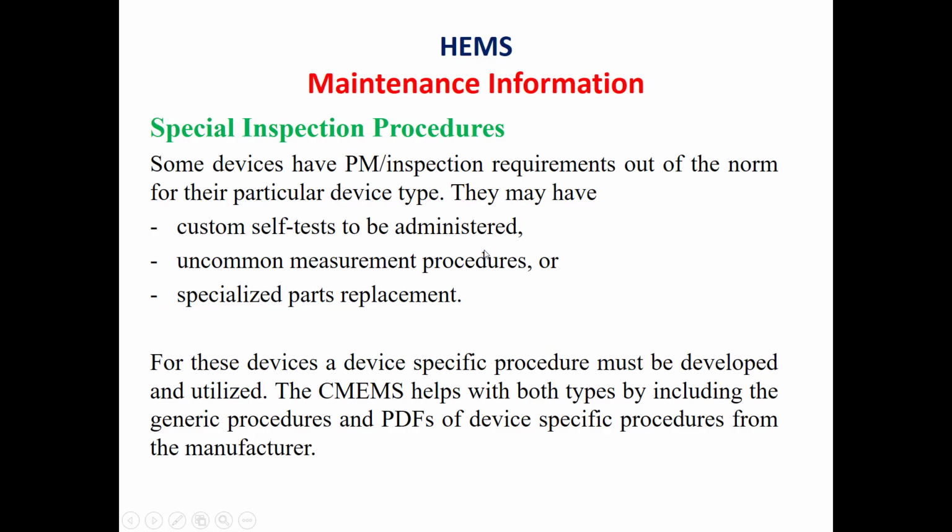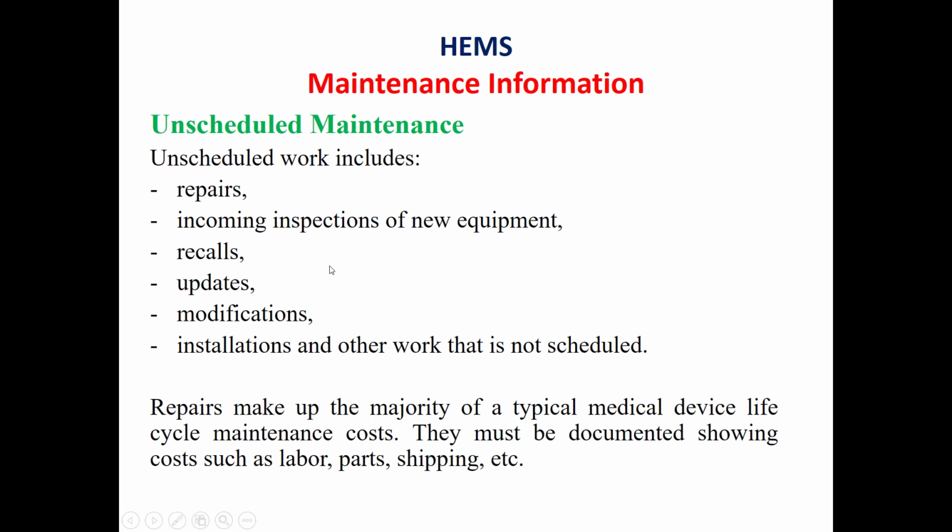In addition to the routine ones, we have the special inspection procedure. For example, some devices may have a custom self-test to be administered, uncommon measurement procedures, or even a specialized parts replacement. In this case, it is considered a special inspection procedure, and this is part of the scheduled maintenance information. Now we'll talk about the second part of the maintenance information, which is the unscheduled maintenance.